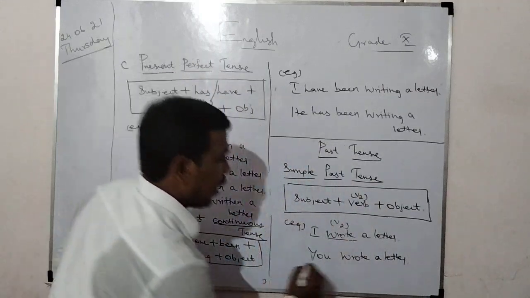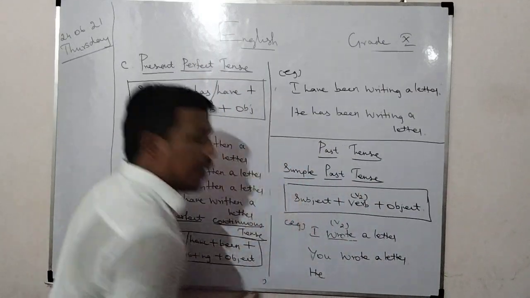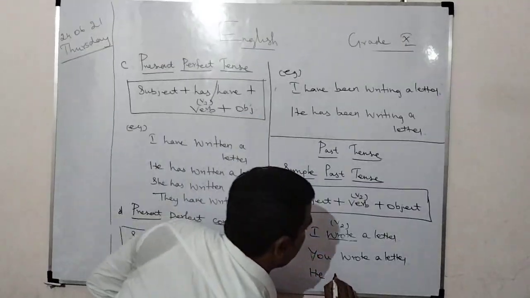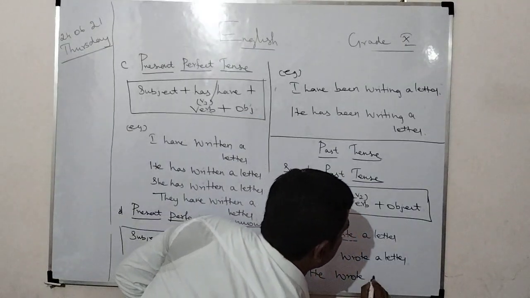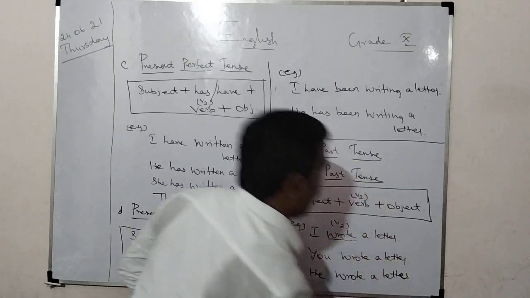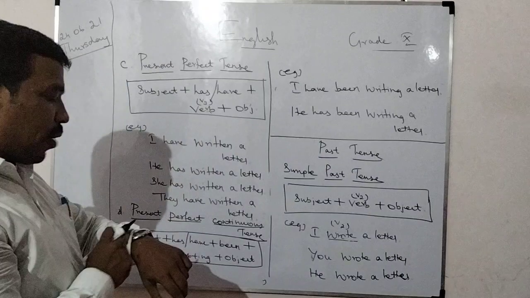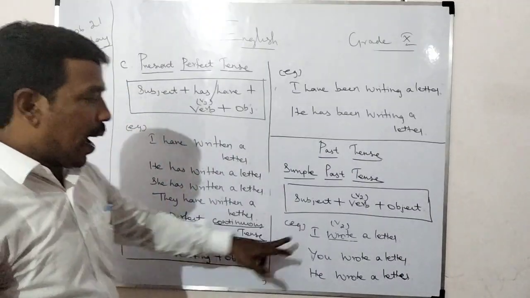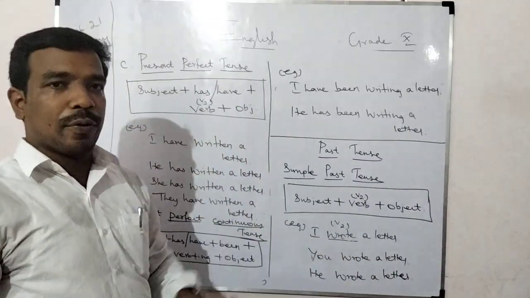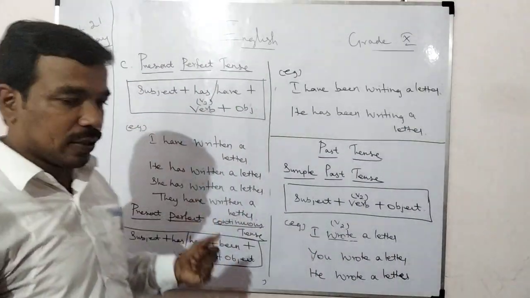Then he also, here no problem. Only for simple present tense will that rule come, but in all the other tenses it won't come. He wrote a letter. Three examples I have given for you: I wrote a letter. You wrote a letter. He wrote a letter. Okay, take down fast.